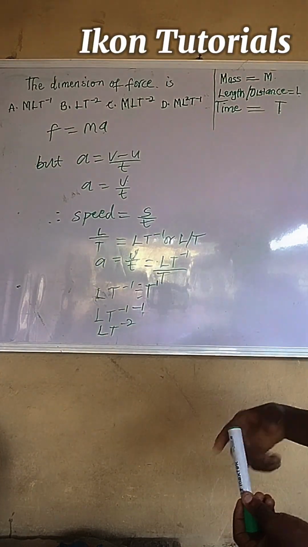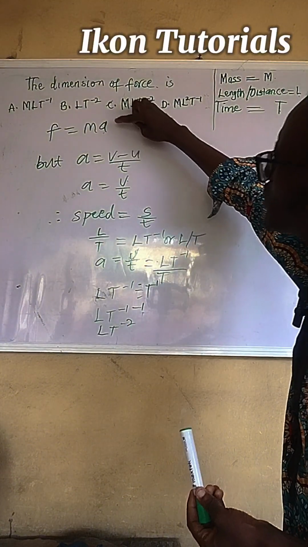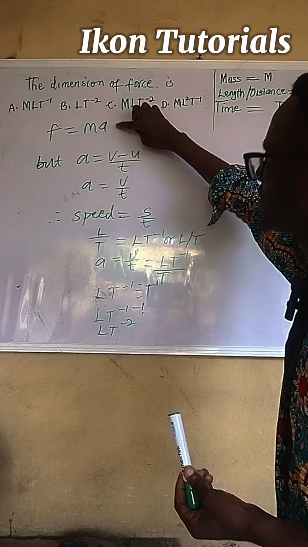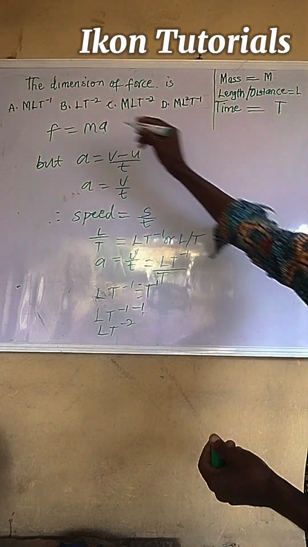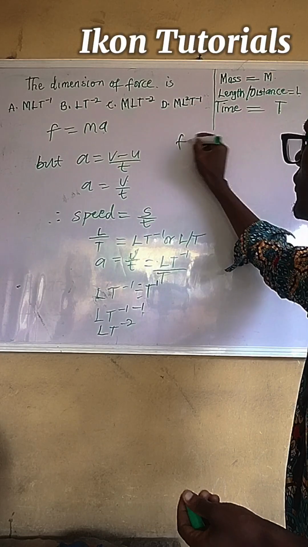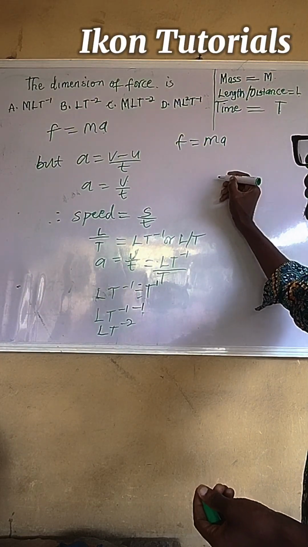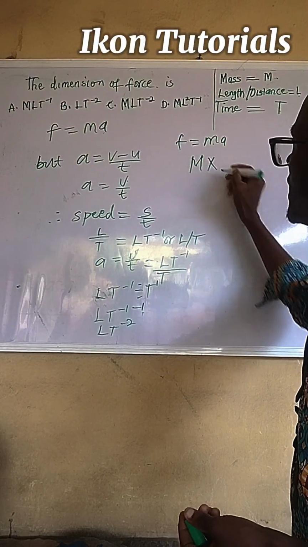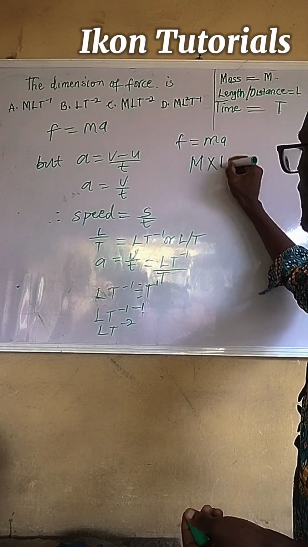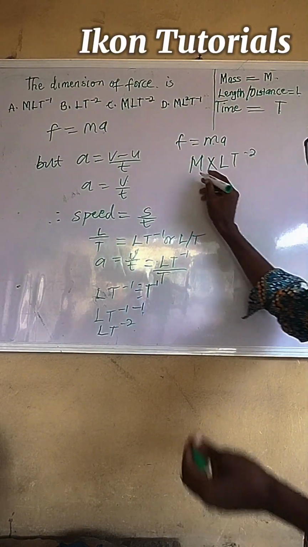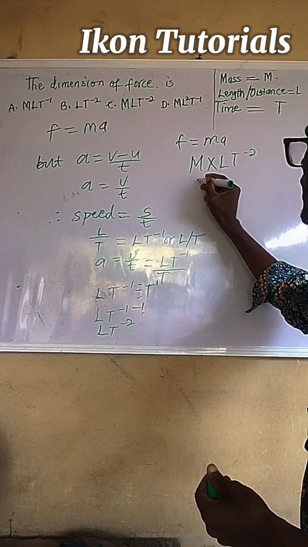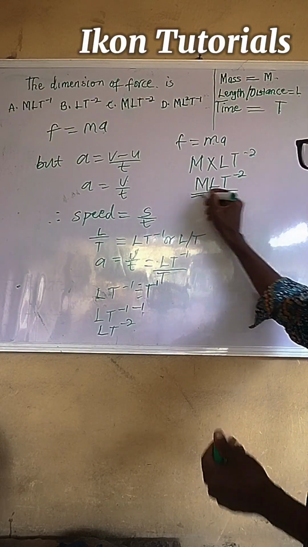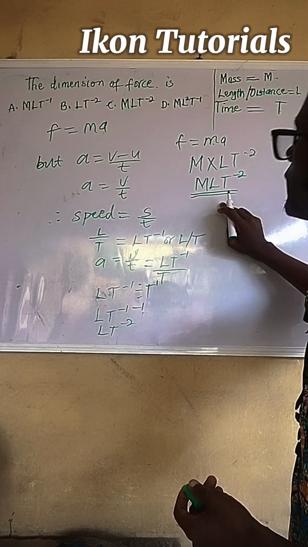So this dimension of acceleration will now be substituted here to get the dimension of force. Force is equal to mass times acceleration. Therefore, mass is represented with capital M, and the dimension of acceleration is L T raised to the power minus 2. So multiplying them together now, we'll have M L T raised to the power minus 2. Therefore, this is the dimension of force.